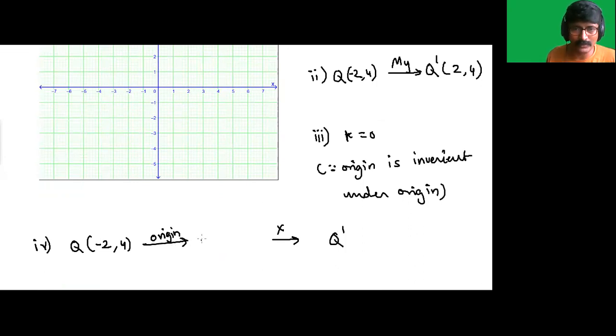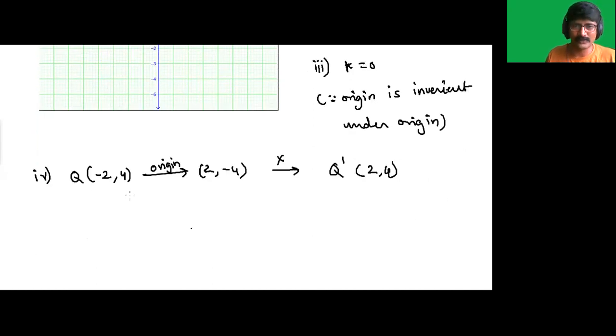When it reflects under the origin, both coordinates change, so it becomes 2 comma minus 4, and thereafter it reflects under the x-axis. When a point reflects under the x-axis, what happens? X remains the same and y changes. So it will become 2 comma 4, isn't it? So that is what a single reflection is? Single reflection is basically the y-axis, isn't it?